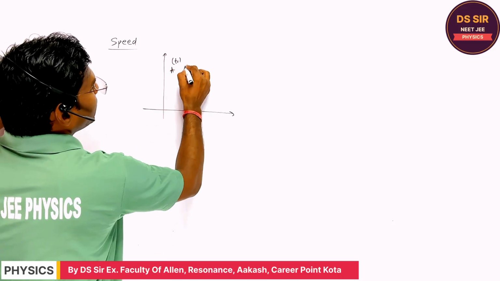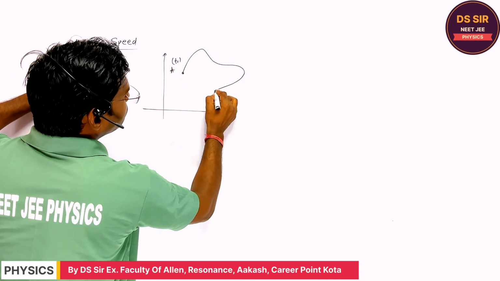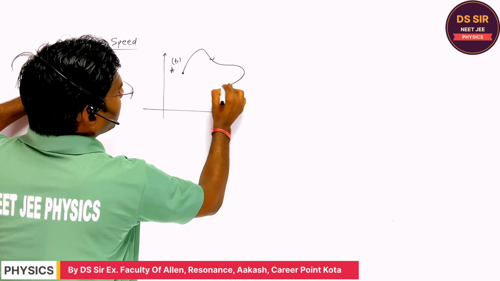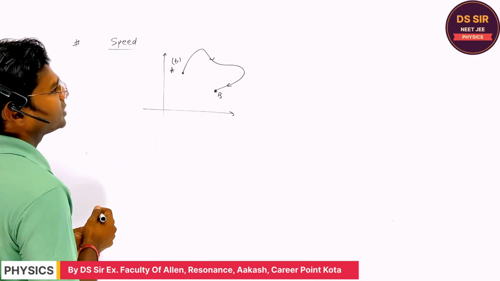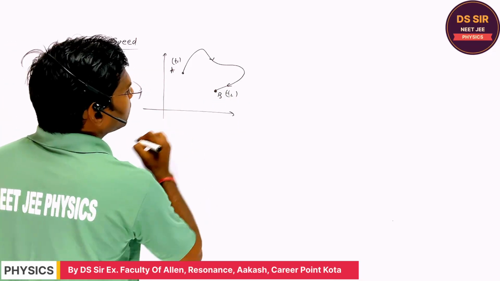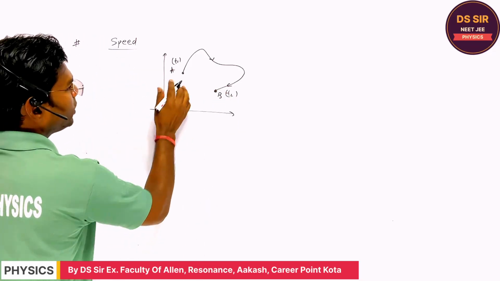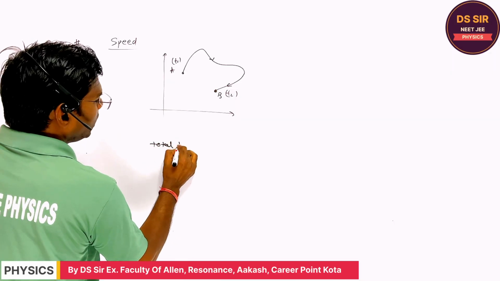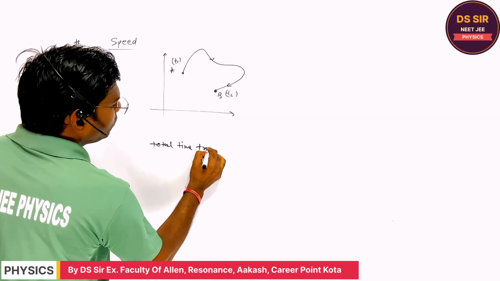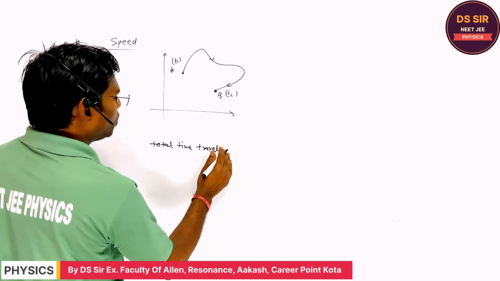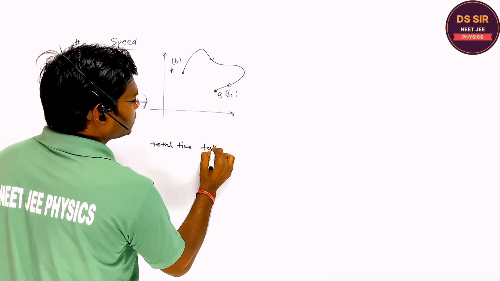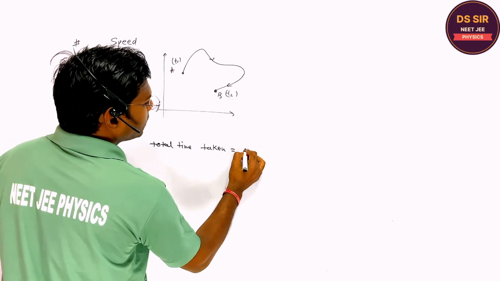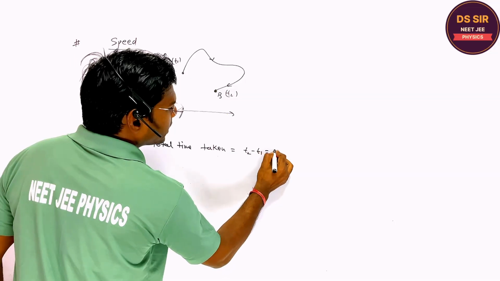The particle is at A. It moves like this and reaches the point B, right? Traveling, covering this displacement, and reaches the point B at time t2. So what is the total time taken? You will say t2 minus t1. Is it clear or not, you tell?